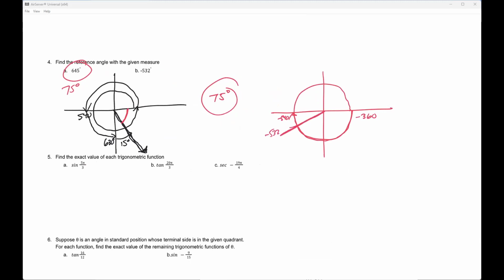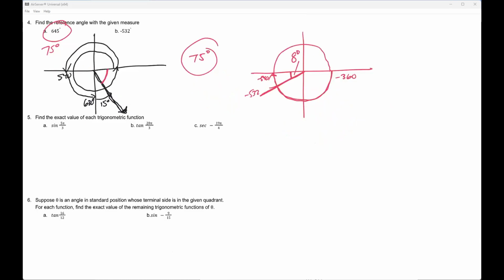Right? So what would the reference angle be right here? This would be 8 degrees. Good job. Okay, the reference angle is always positive, all right? Now, why do you have a reference angle? Why do we need that? What's the purpose of that?